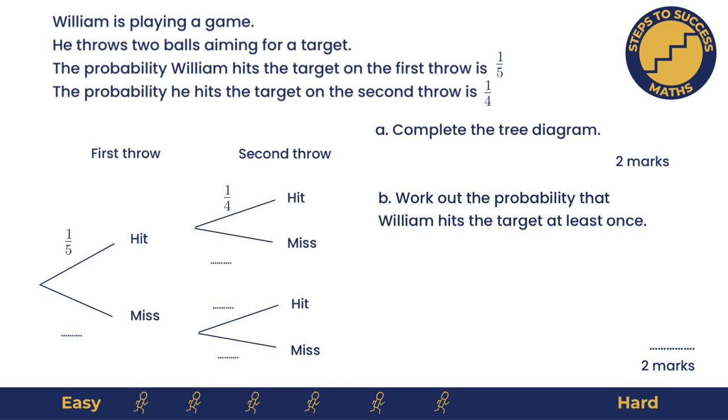Complete the tree diagram. So first throw, we've got 1/5 hit. So what do we have as miss? It must be 4/5, the alternative option. And remember, the 2 options add to 1.